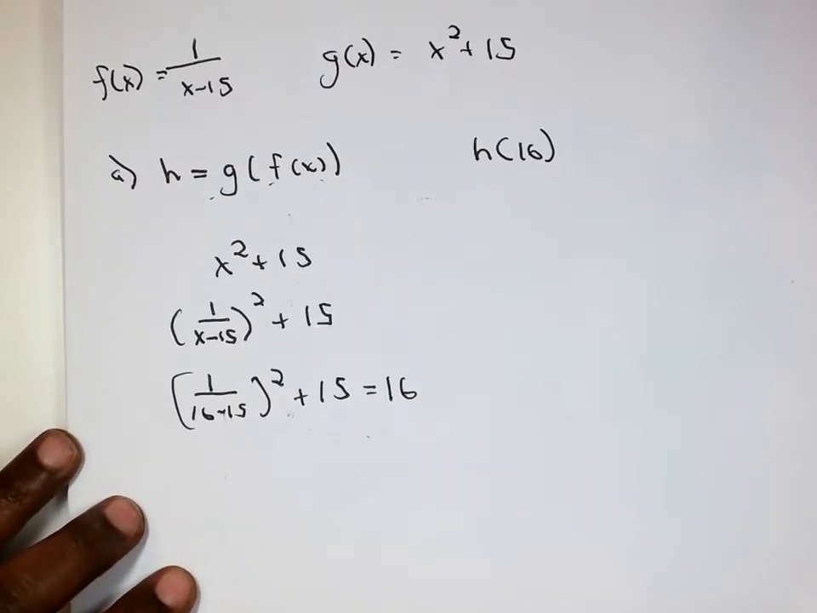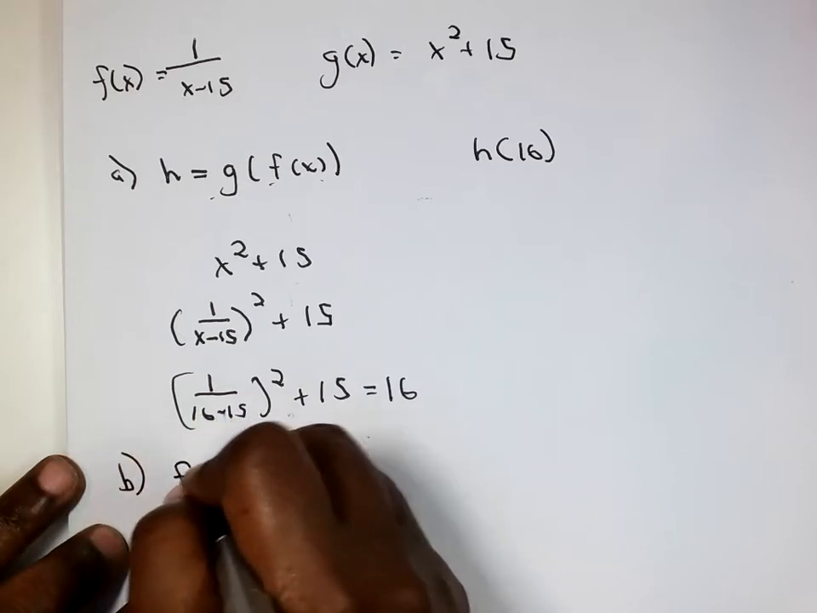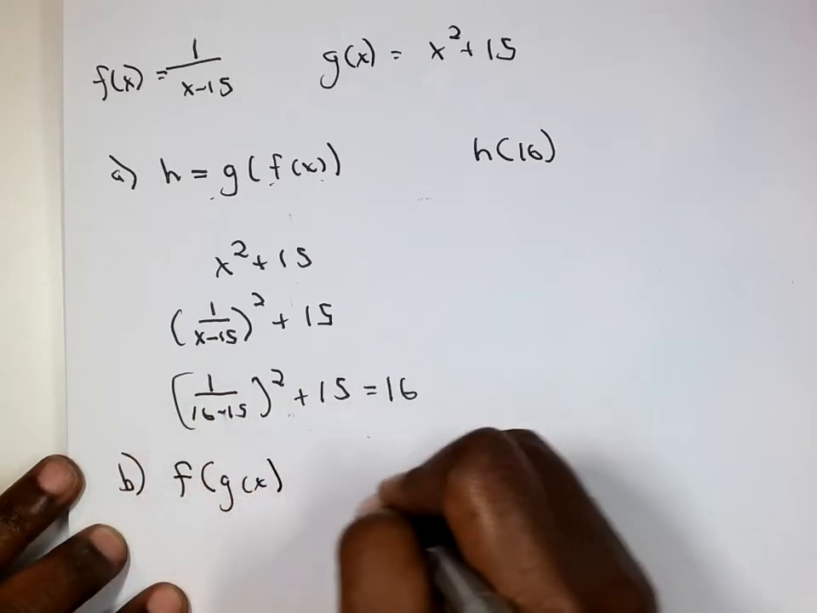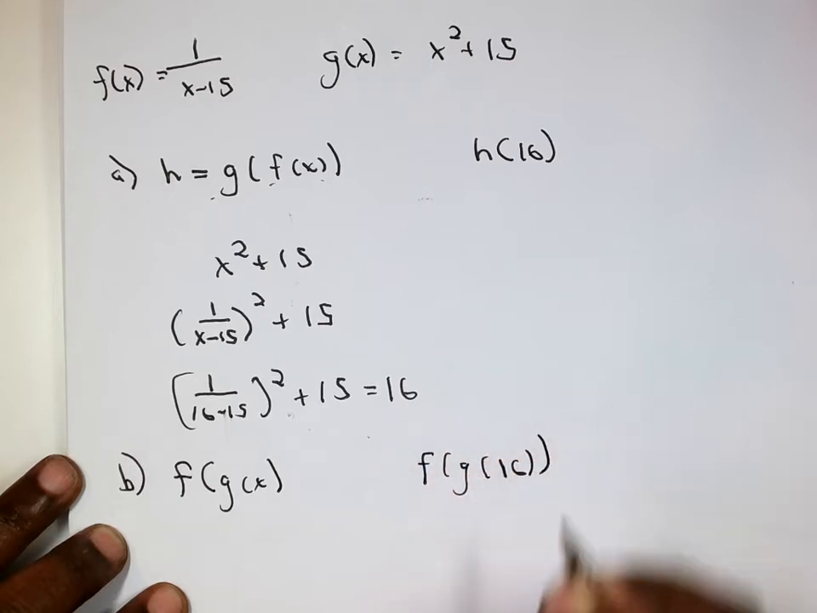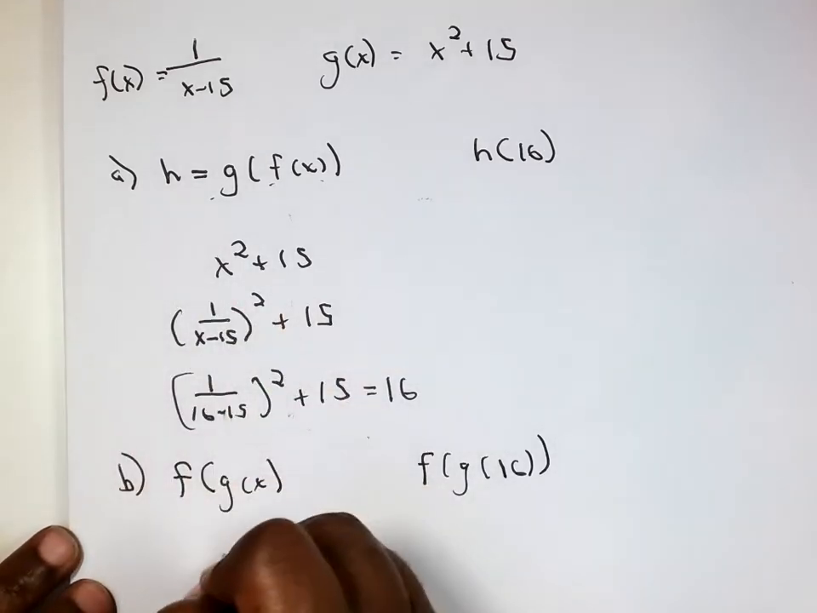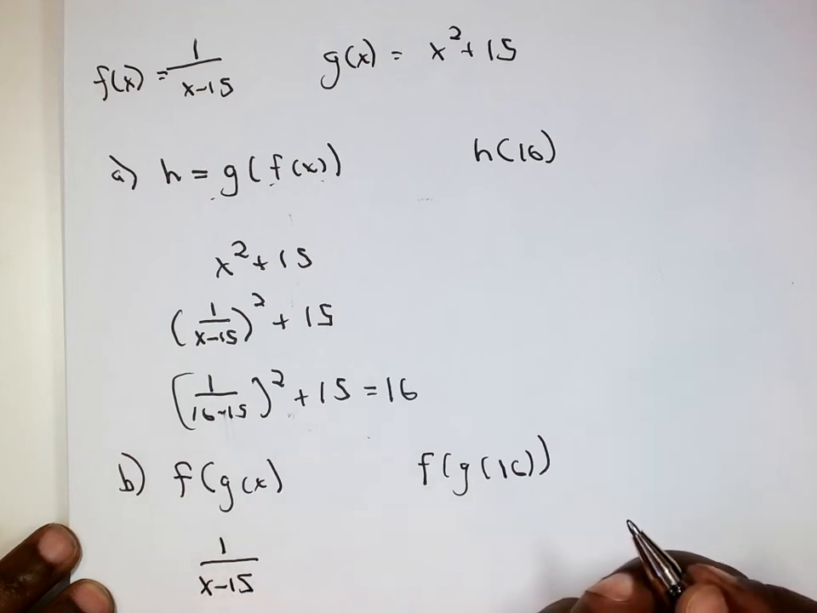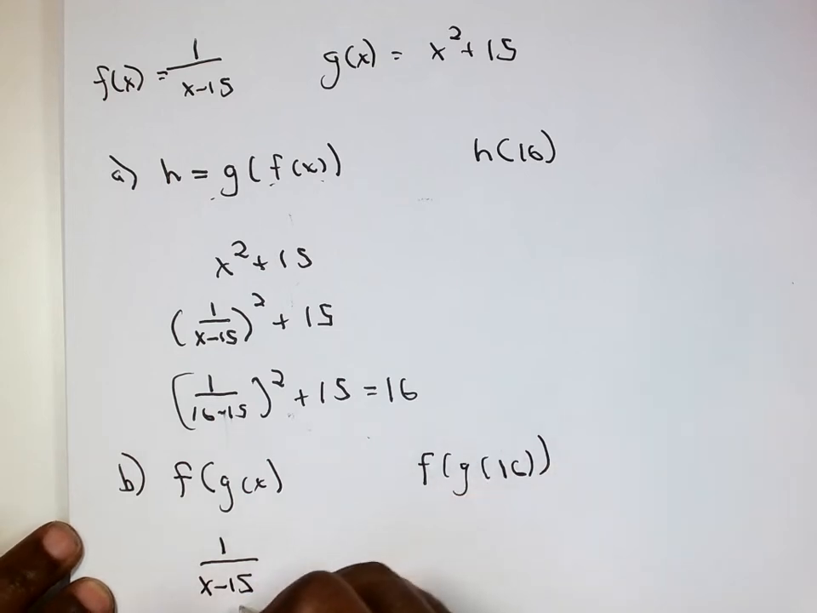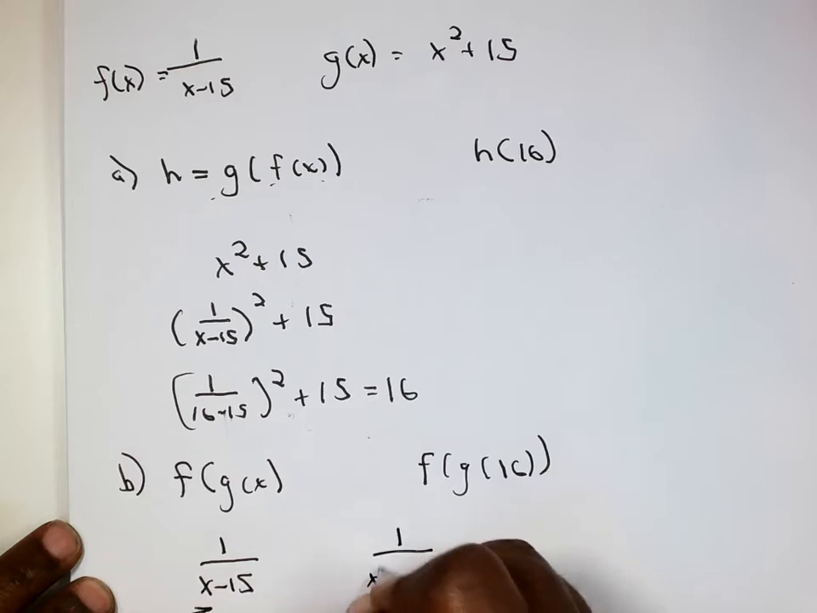Now I want to do the same thing but in the opposite direction. So I want to find f of g of x and then evaluate that at 16. So this time I have the f function first, which was 1 over x minus 15. And I want to plug in for that x the g function. So I have 1 over x squared plus 15 minus 15.